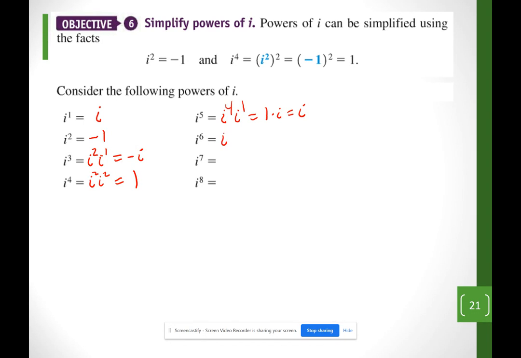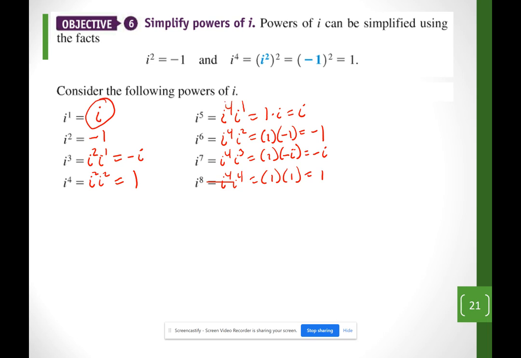i to the 6th is i to the 4th times i squared. I know i to the 4th is 1, and i squared is -1. i to the 7th, I'm going to call that i to the 4th times i to the 3rd, basically 1 times -i, which is just -i. i to the 8th, let me call that i to the 4th times i to the 4th, 1 times 1, which is 1.